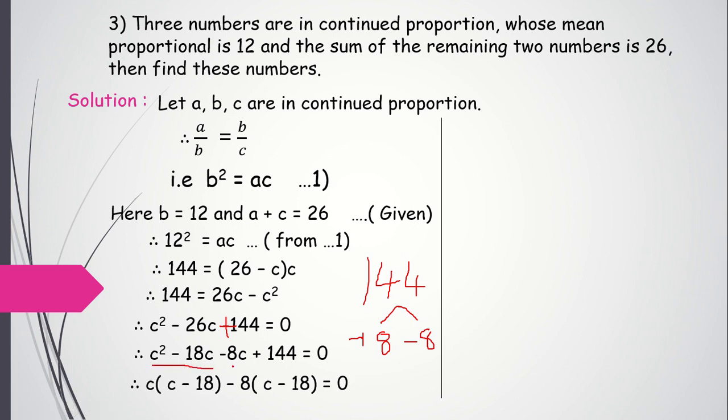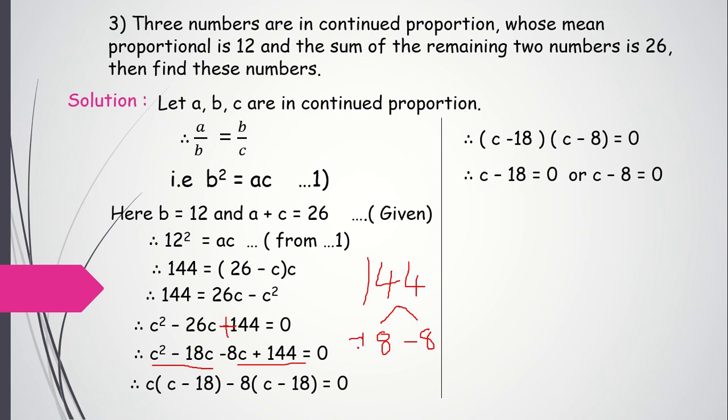Now I just group them together like this. C is taken common in the bracket, C minus 18. Minus 8 is taken out, C minus 18. So C minus 18, C minus 8. Two factors I get: C minus 18 and C minus 8.